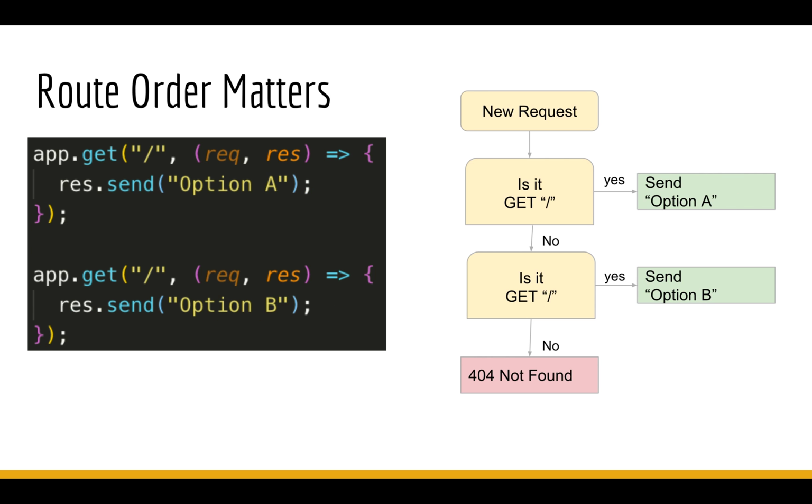The other thing that really matters, and some of you have probably already experienced this, is that route order is really important when typing out your routes in Express inside your app.js. Here we have two routes on the left. They're both going to the slash route, the very base route, and one is going to send option A and one will send option B. What do you think will happen if we get a request to that main route? Is it going to go to option A or option B?